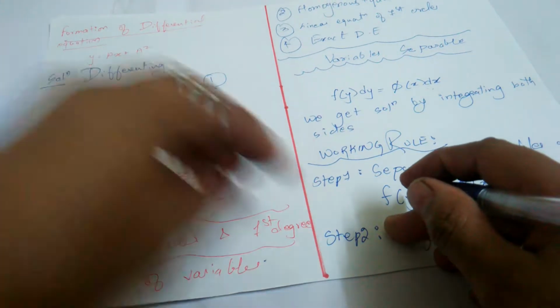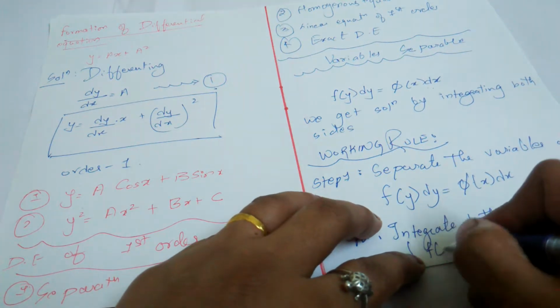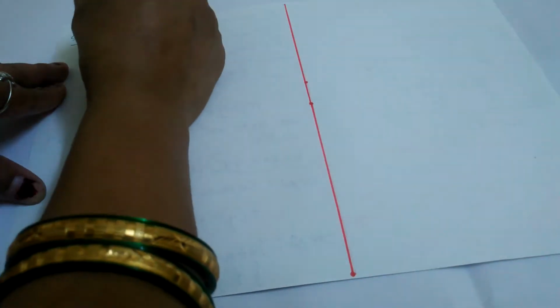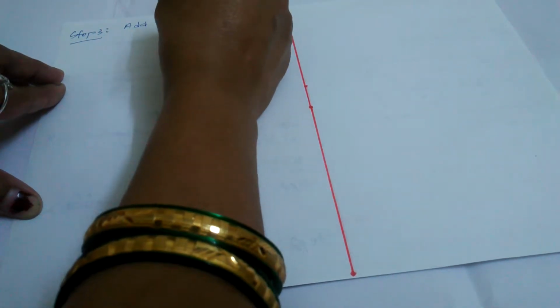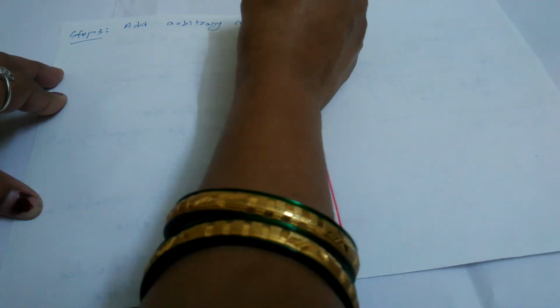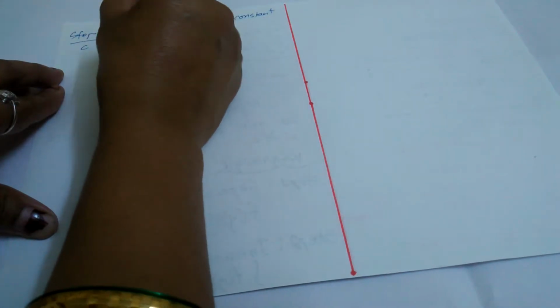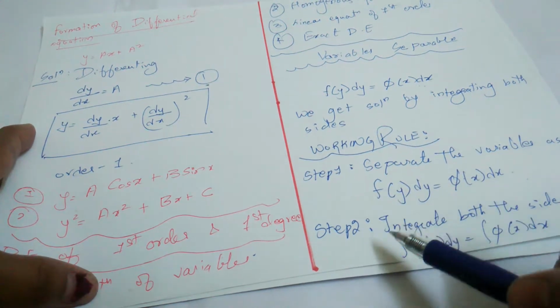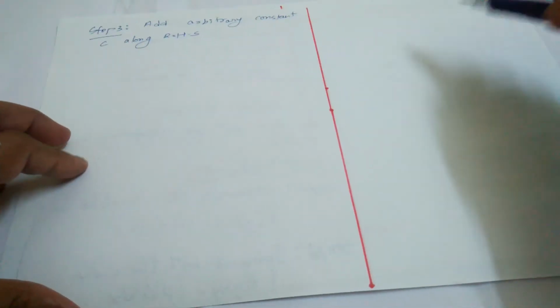It is just simply adding an integration sign: integral f of y dy is equal to integral phi of x dx. Step number 3 is to add an arbitrary constant C along the RHS. So the working rule is, first we separate our variables into f of y dy is equal to phi of x dx form. Then we integrate both sides, and then we add the constant, and that too along the RHS only.